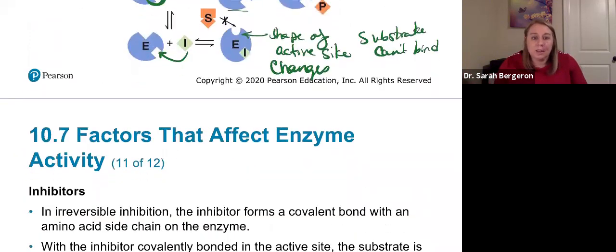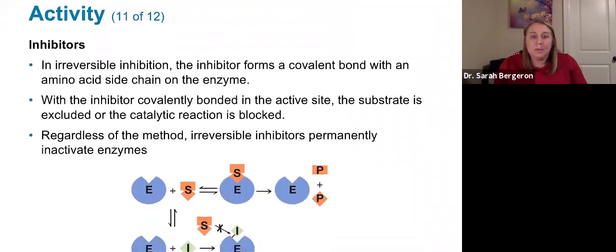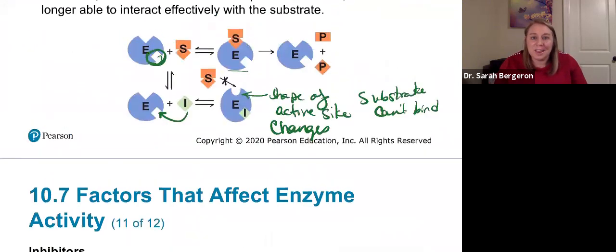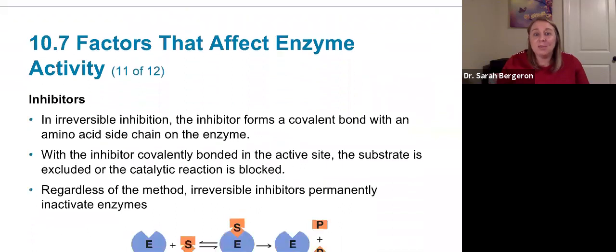So in this case, for this to be reversible, the inhibitor has to be able to get out of that secondary site. So if it's reversible, the inhibitor can get out. If it's irreversible, then the inhibitor actually formed a covalent bond and it is glued into that secondary site. It is stuck.